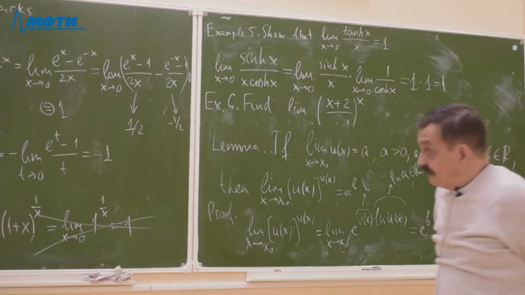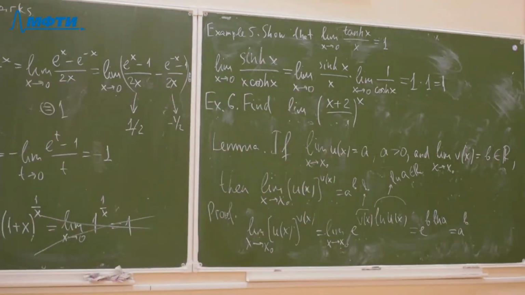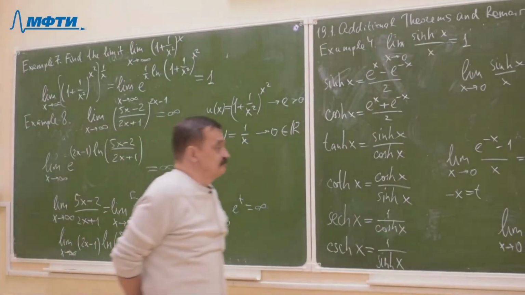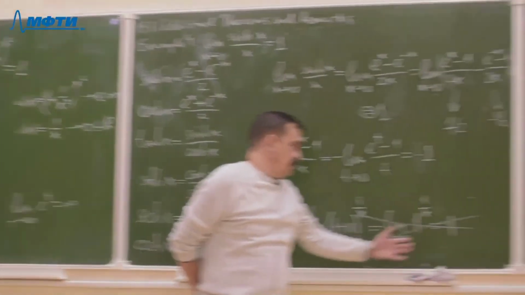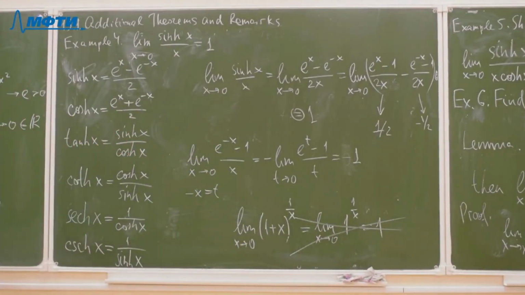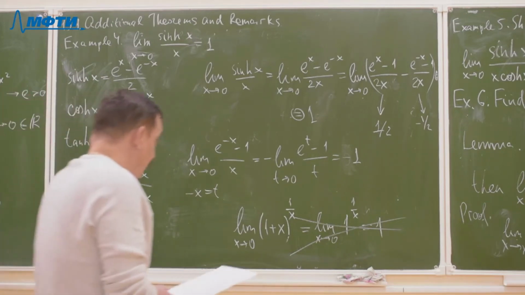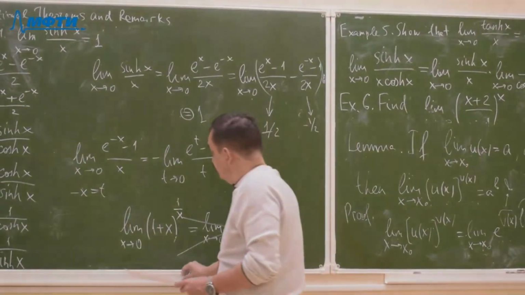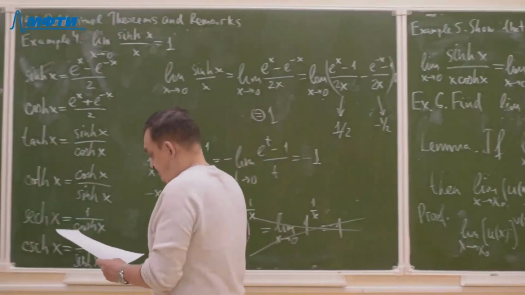But again I would prefer to avoid it, because, yeah, you see, a very dangerous thing is here, right? And concerning this case, if we have 1 power infinity, then here is a very useful corollary.